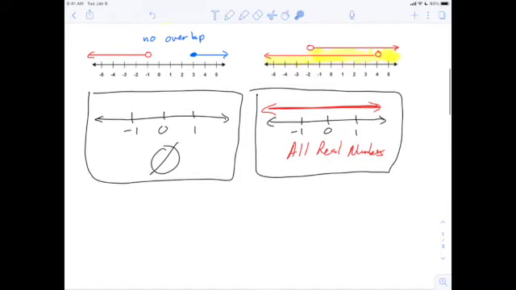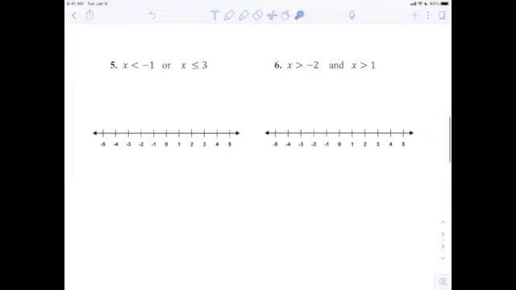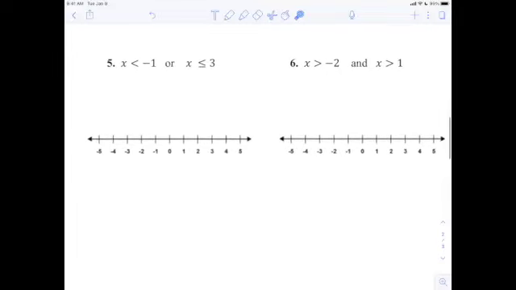Okay, so let's just see 2 more and then we're good here. So 2 more, 1 or, 1 and. Hopefully you're getting the hang of this. If not, you can always rewind it, watch it again, or of course ask questions.